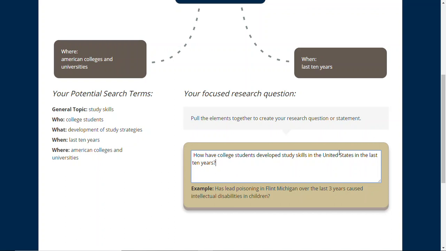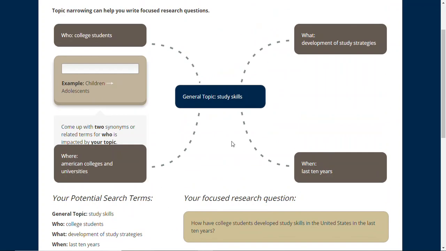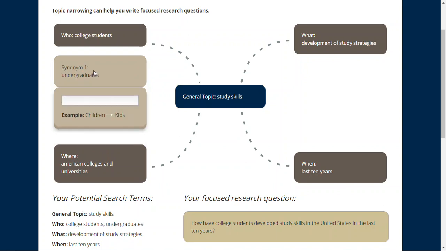Or I originally focused in the United States, but I saw a lot of research with Australia, and now I really want to focus on Australia. You can change it as much as you need to, or maybe I find another way to say study skills that makes it even more specific. When you click next, it's going to take you back up to the top to rethink how can you say your population. So for me, college students are also undergraduates, right?